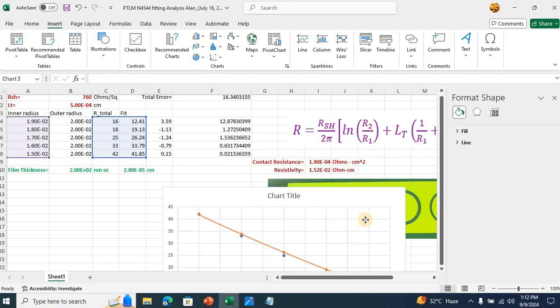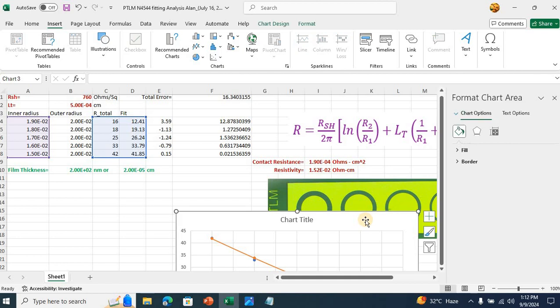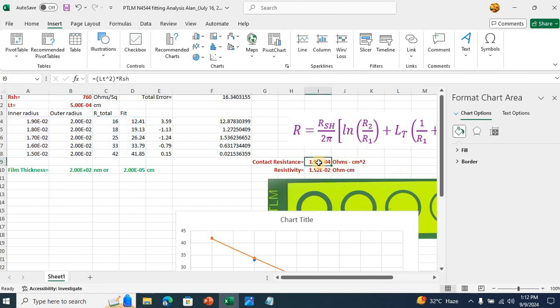Now, I'm more interested in measuring the contact resistance, and as already discussed, the contact resistance is equal to sheet resistance times LT square. So what I did over here, you can see in the formula, it's LT square times RSH, and it gives me a contact resistance of 1.9 times 10 to the power minus 4 ohm centimeter square, which is a really good contact resistance. Contact resistances in the 10 to the power minus 4, 10 to the power minus 5, 10 to the power minus 6 ohm centimeter square range are really good contact resistances.